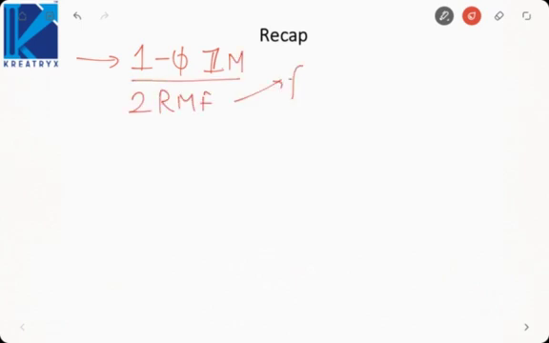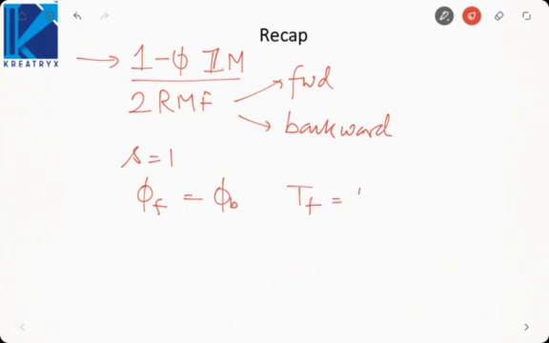Hi guys, in the last lecture I introduced to you the concept of single phase induction motor. In this we saw there were two rotating magnetic fields, one forward, the other backward. Under standstill condition when slip was 1, flux of forward was equal to flux of backward, due to which torque of forward was equal to torque of backward and net torque was 0. So the single phase induction motor is not self-starting.